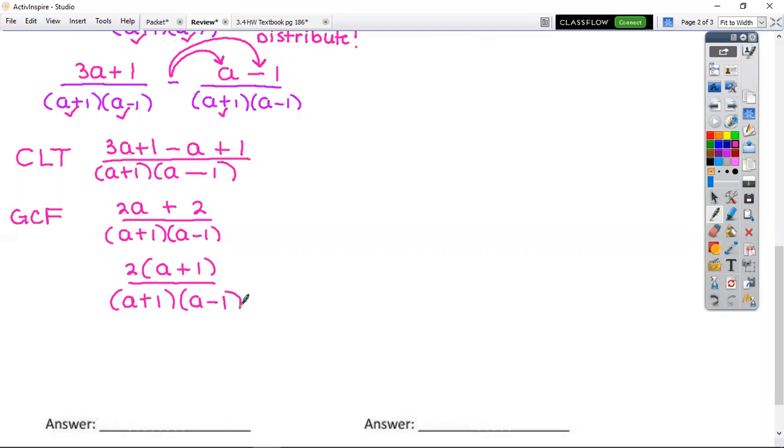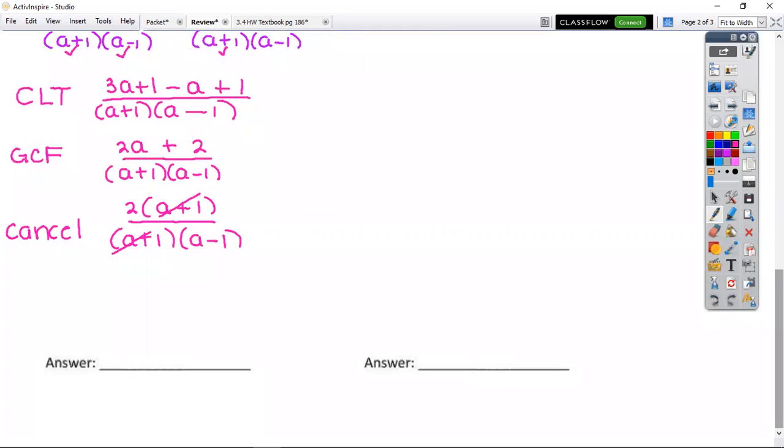And again, at the very, very last step, this is when you're permitted to cancel. So I'm allowed to cancel my a plus 1 because that's my repeated factor. And then what remains is your answer. So you have 2 divided by a minus 1. So final solution, 2 divided by, and then a minus 1.